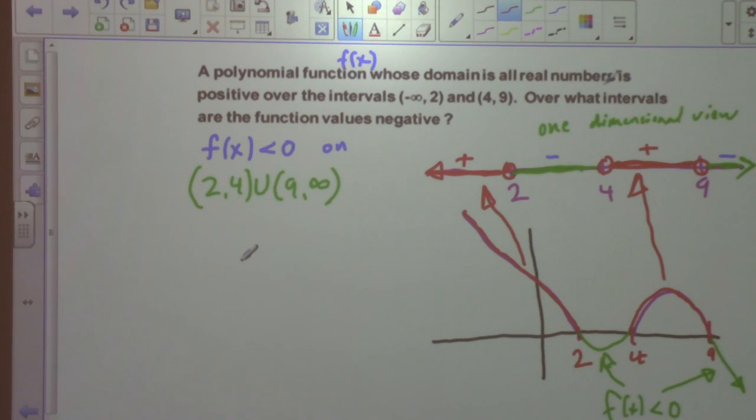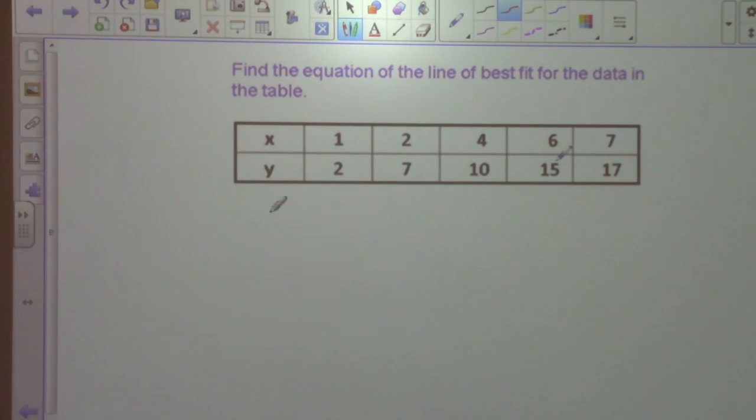This thing right here, other classes asked what that U is. That's representative of union. And this is interval notation, which was given.